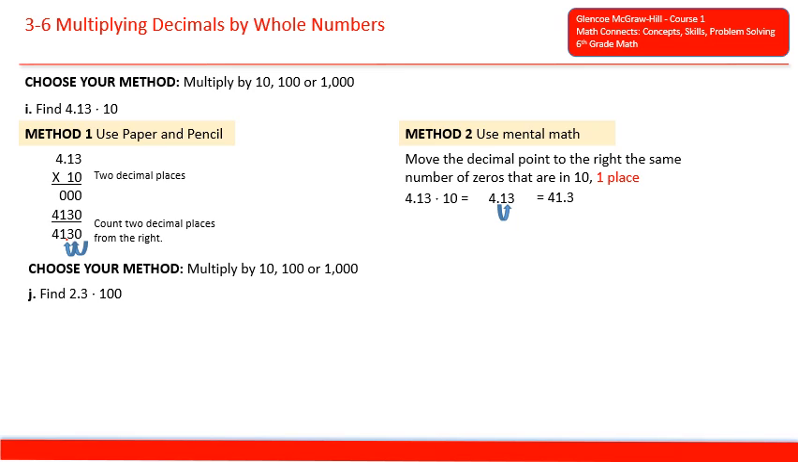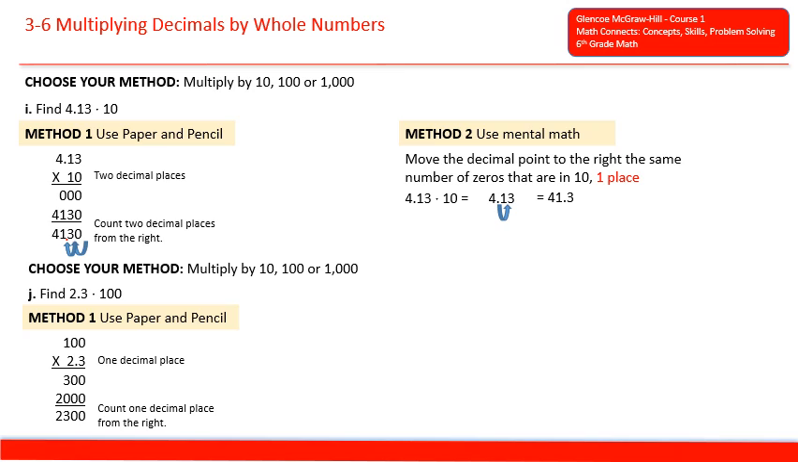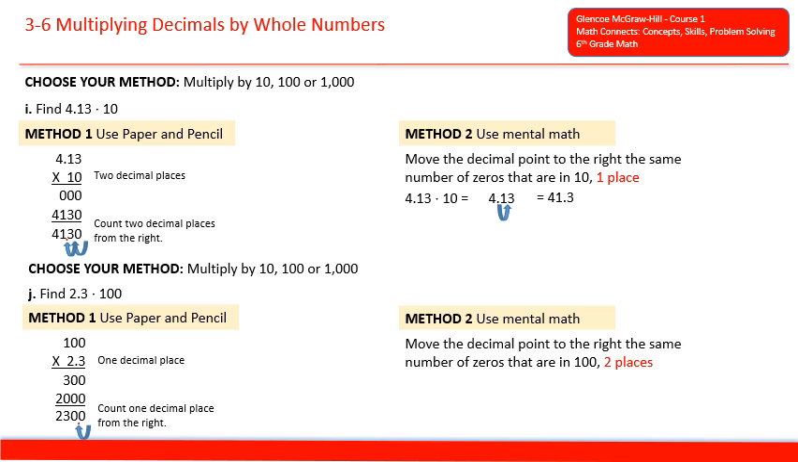J, find 2.3 times 100. With the algorithm, if we multiply that out, 2,300, we have 1 decimal place, so move the decimal point 1 place to the left, we get 230. And if we do it using mental math and just moving the decimal place based on the number of zeros in 100, 2.3 times 100, we're going to move that decimal point in 2.3 2 places to the right, and we get 230.